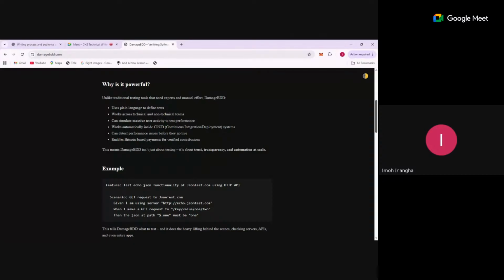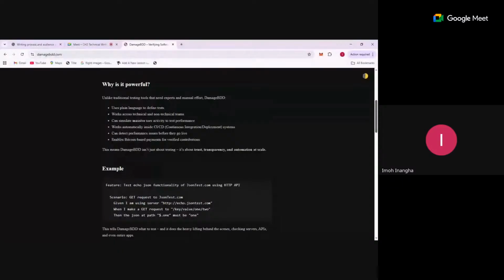So you can test an API before your project goes live to see if whatever you are sending and what you are receiving is working. So it enables Bitcoin-based payments for verified contribution. This means Damage BDD isn't just about testing. It's about trust, transparency, and automation at scale.